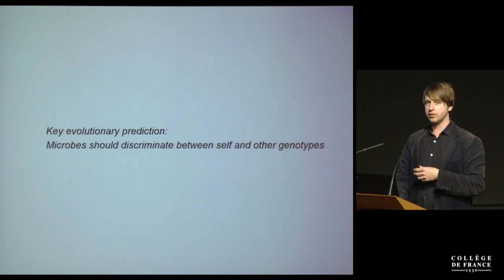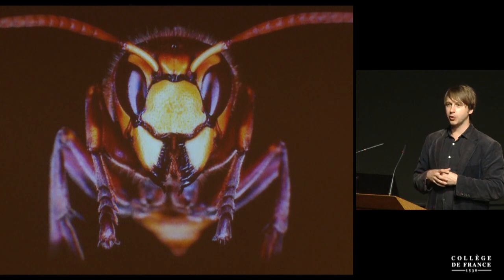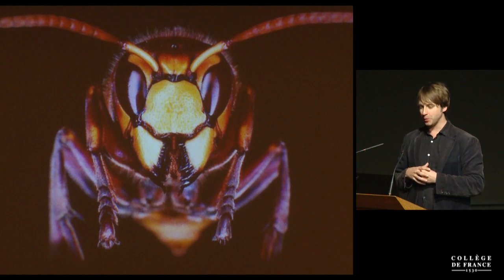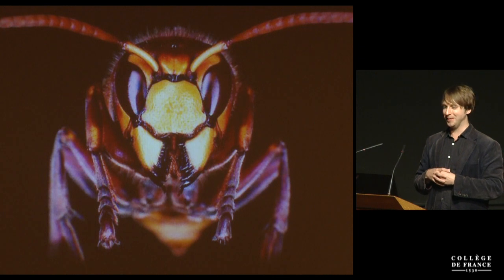As a PhD student, I had a very personal encounter with this particular mode of behavioral interaction, and it looked a little bit like this. This is the European hornet, Vespa crabro. This is the first species I studied during my PhD. And with a considerable amount of learning, I can tell you that this is their aggressive face.